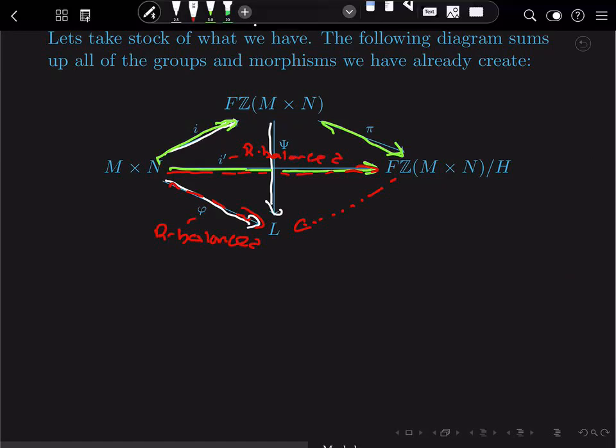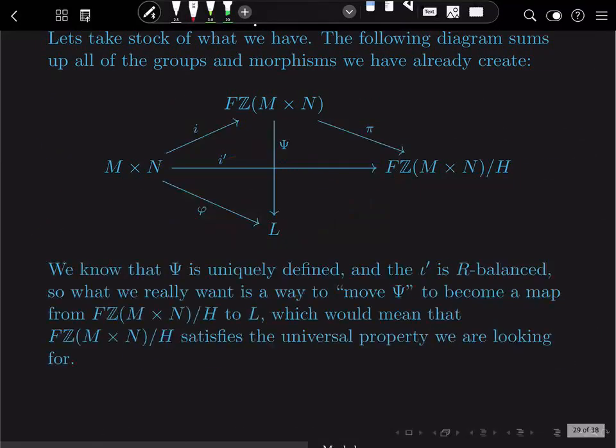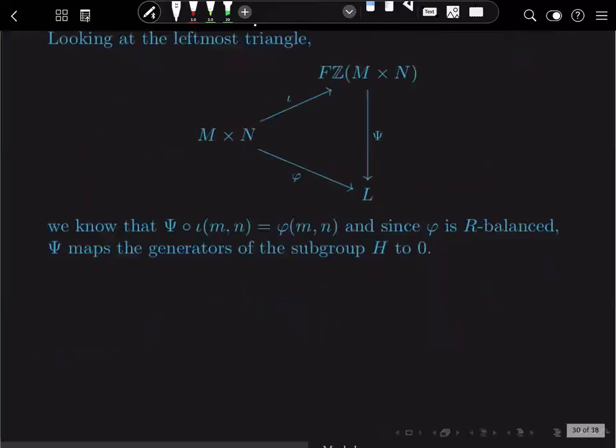What we want to do is find a way to move psi to become a map from the quotient of the free group to L. And then that would imply that the free group Fz of M cross N mod H satisfies the universal property that we are looking for. So the question is, is there a way to push psi out to a map from the quotient into L? It turns out that there actually is a way to do that.